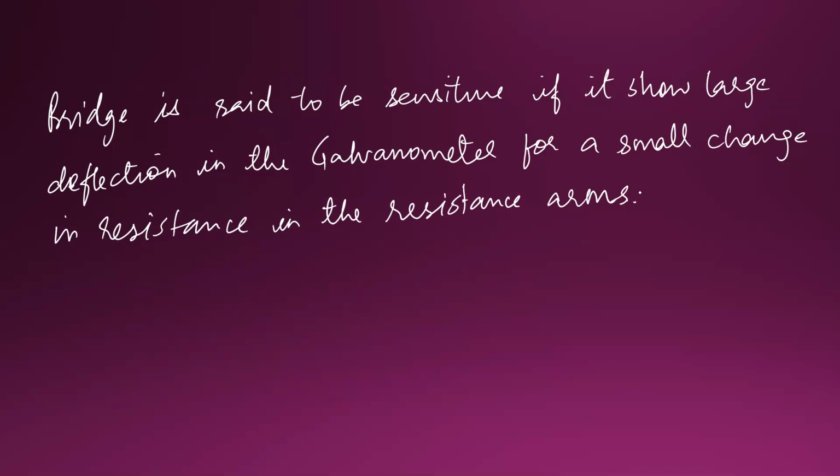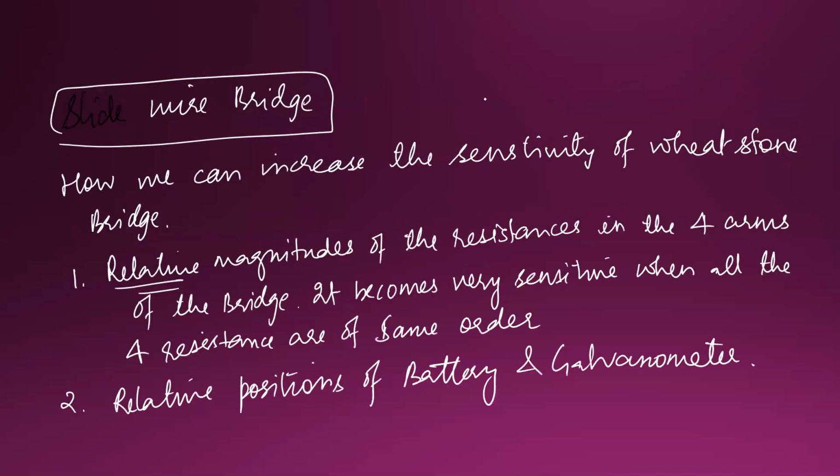Suppose some resistance of 1 ohm is there, and if we replace that 1 ohm by 1.1 ohm, then also the galvanometer must show some large deflection. Then we can say that this bridge is very, very sensitive. And the sensitivity depends on two factors. Number one, it depends on the relative magnitudes of the resistances in the four arms of the bridge.